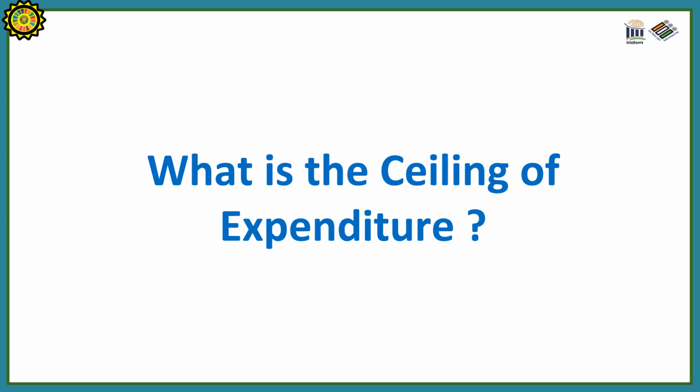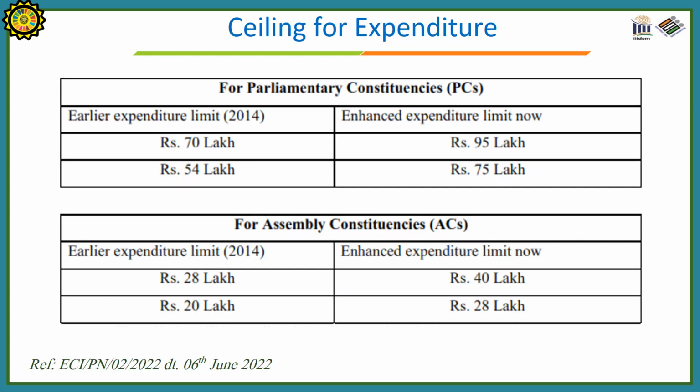What is the ceiling of expenditure? For the parliamentary elections, the states where the ceiling was 70 lakhs, now it has been raised to 95 lakhs. And the states where the ceiling was 54 lakhs, now it has been raised to 75 lakhs. Similarly, for the assembly elections, the states where the ceiling was 28 lakhs, now it has been raised to 40 lakhs. And the states where the ceiling was 20 lakhs, now it has been raised to 28 lakhs.